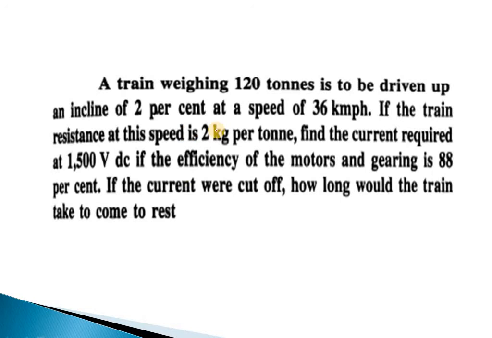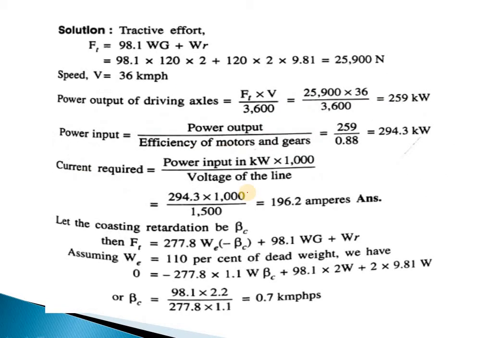So all the values given here: the weight of the train is 120 ton, the incline is 2% at a speed of 36 km per hour, and the train resistance at this speed is 2 kg per ton. Find the current required at 1500 volt DC, and the efficiency of the motors and gearing is 88%. And when the current is cut off, how long will the train take to come to rest. These things we have to calculate. So see the solution.